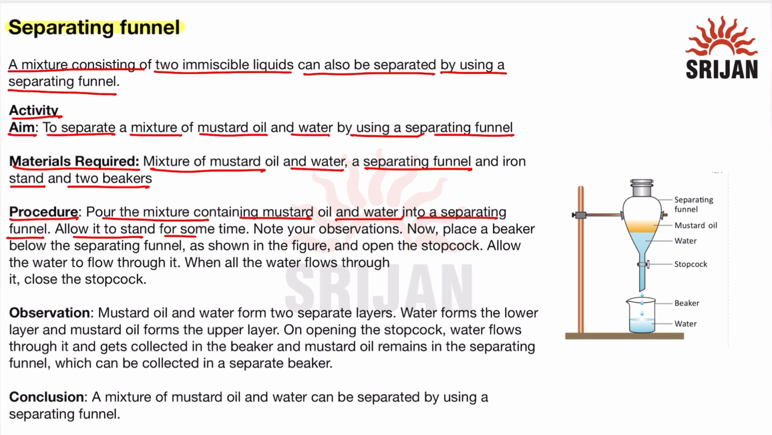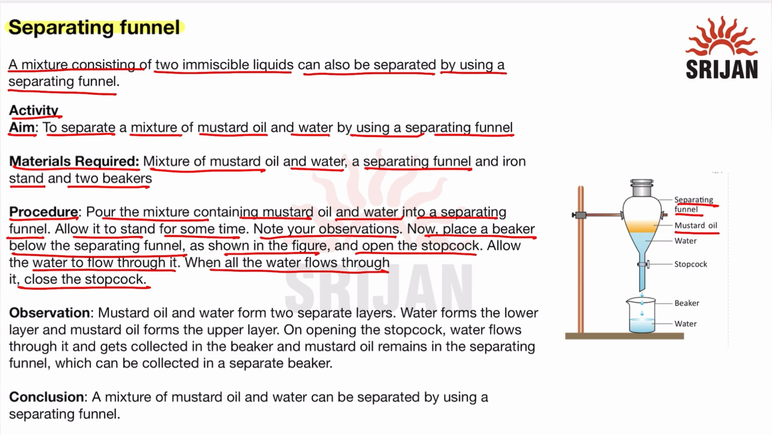Allow it to stand for some time. Note your observations. Now place a beaker below the separating funnel as it is shown in the figure and open the stopcock. Allow the water to flow through it. When all the water flows through it, close the stopcock. So we can see that this is the separating funnel which is used to separate the two immiscible liquids.